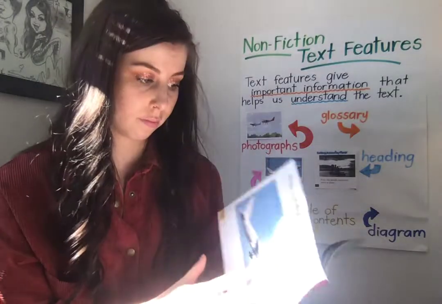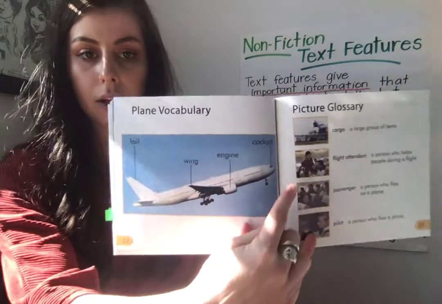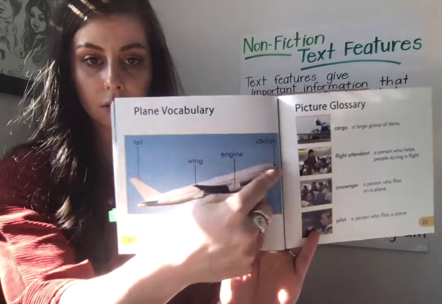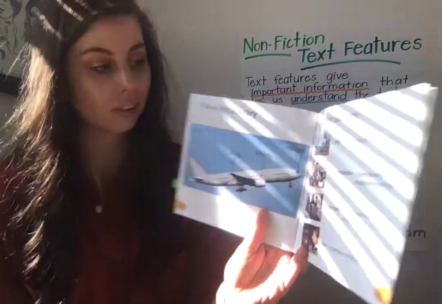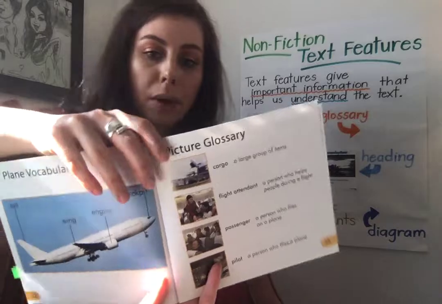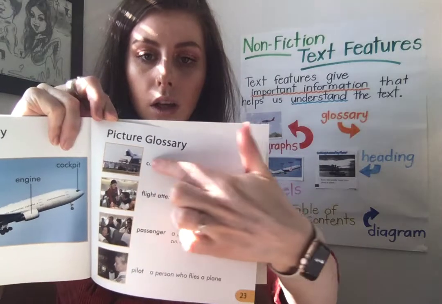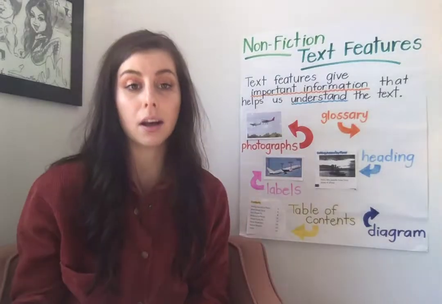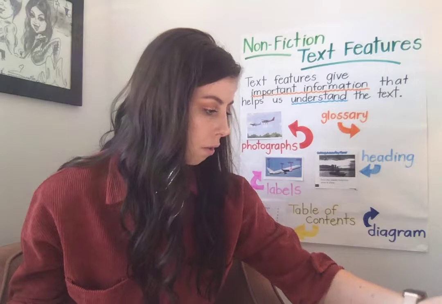Plane Vocabulary. That page has words with what kind of text feature? If you said label, you're right. All right, and then this last page is called the picture glossary. And a glossary is another type of text feature. So here's the picture of our glossary from this book.